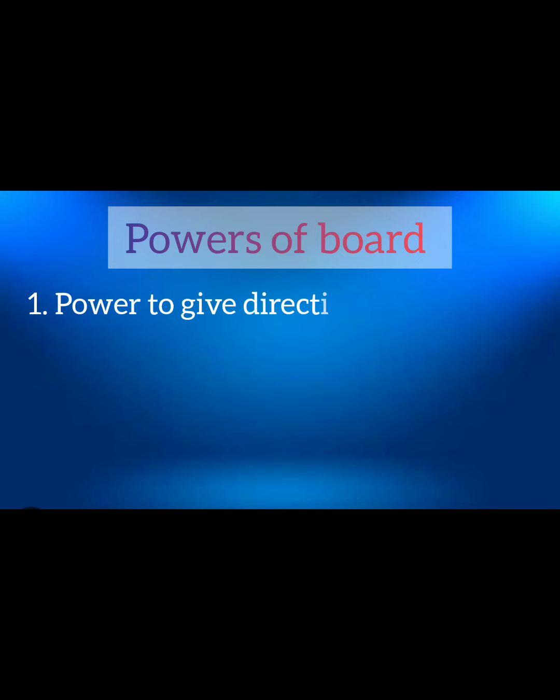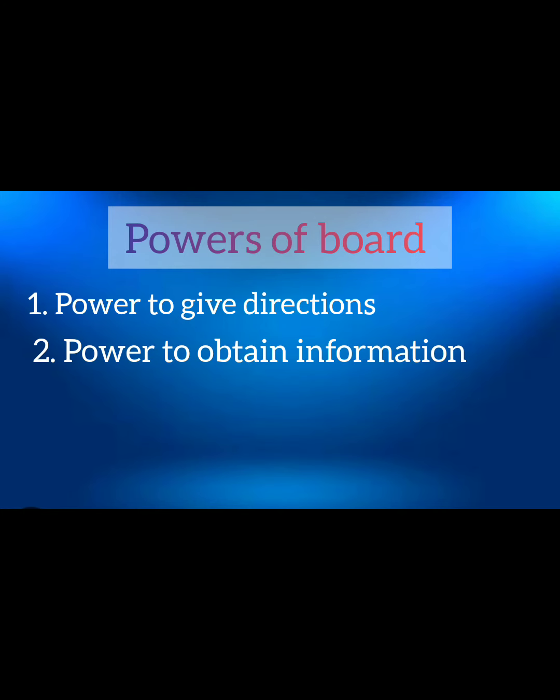So the first power is the power to give direction. The central government shall have the power to direct the central board. In any matter related to water pollution, it is the central government who directs the central board to take action or to look into that matter. Similarly, it is the state government that gives direction to the state board in matters related to water pollution.